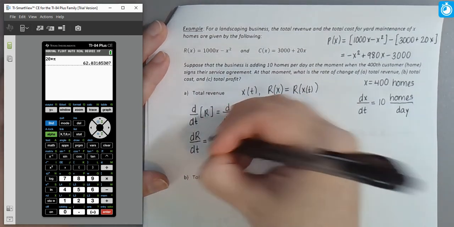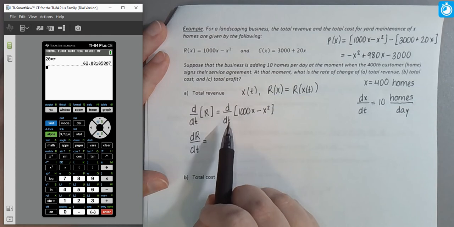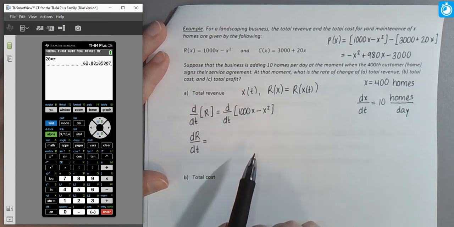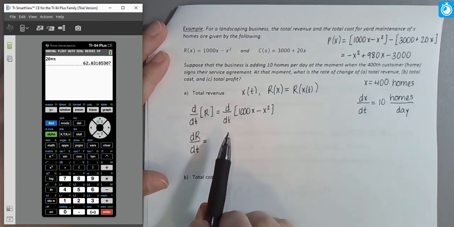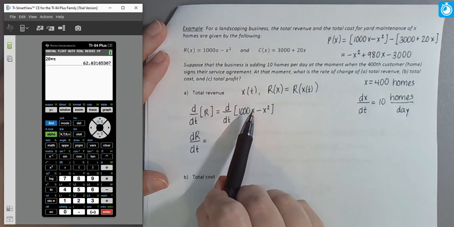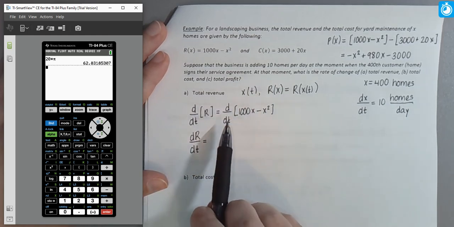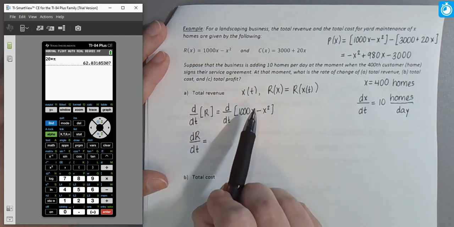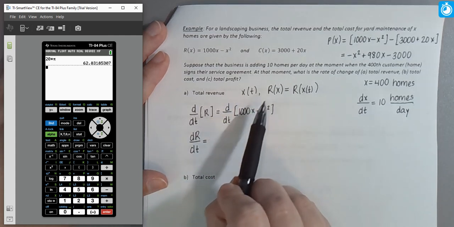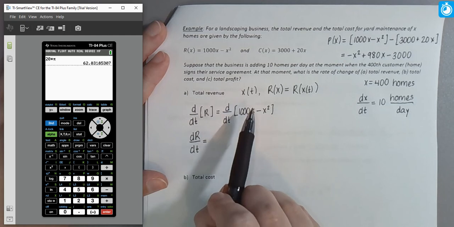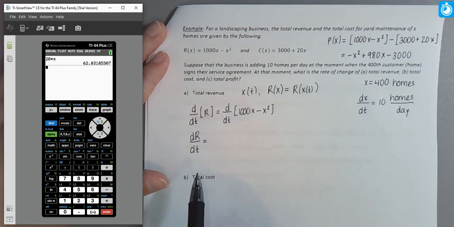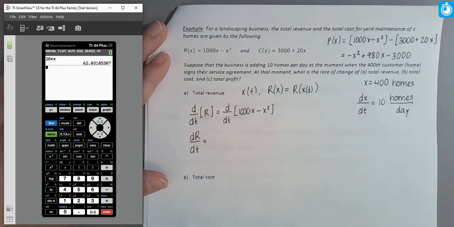And then on the other side, we're also differentiating with respect to t, but we're looking at our variable x. So here's where the chain rule comes in. Remember, x is a variable. It's the input for revenue, but x is also related to time. So we differentiate each of these as its own function, but then we have to take into account that x is dependent on t. It's a function of t, so we multiply by the derivative with respect to t.